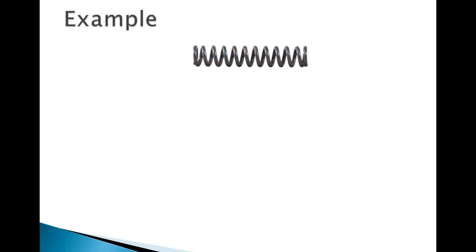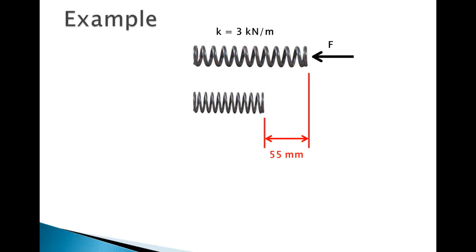We have our spring, and I would say that it has a spring constant of 3 kilonewtons per meter. We apply a force to the outside, kind of like you lying on your bed, and it compresses the spring 55 millimeters. What I want to do is find the work being put on this spring, or how much work the spring is actually applying to whatever body is placed against it.